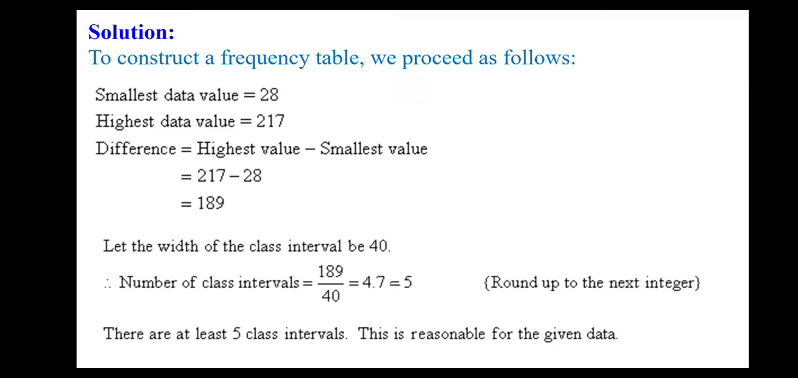The width of the class interval is 40. The number of class intervals is 189 divided by the width, rounded to 5. So there are at least 5 class intervals. This is the reason for the calculation. Here, how many rows of marks in the class interval, how many class intervals can you make? That is what is written here.